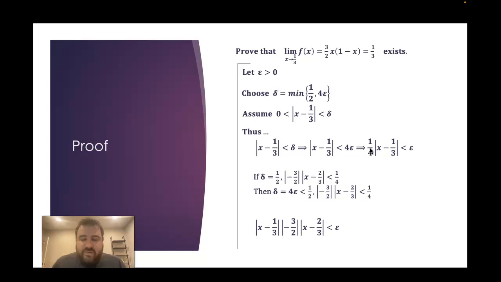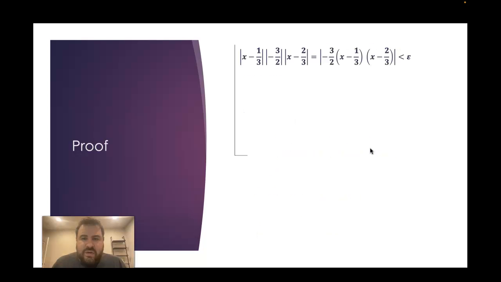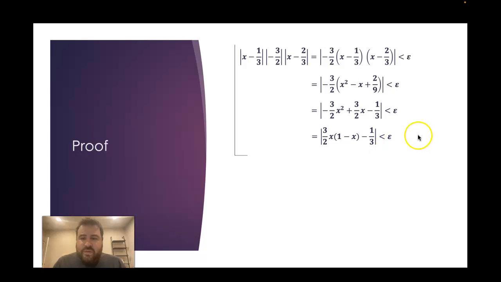Let's bring the absolute values to the outside. And then we're just basically going to work our way backward. We're going to start by foiling to get negative 3/2 times x squared minus x plus 2/9. Then we are going to distribute the negative 3/2. And finally, we're just going to divide out 3/2x just from this first part of the expression.